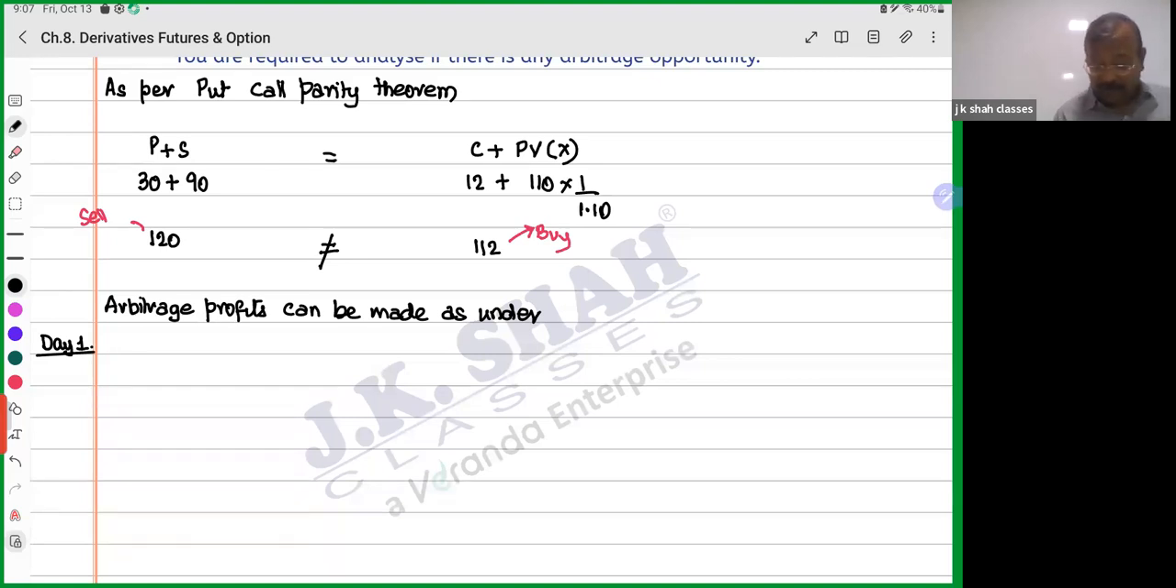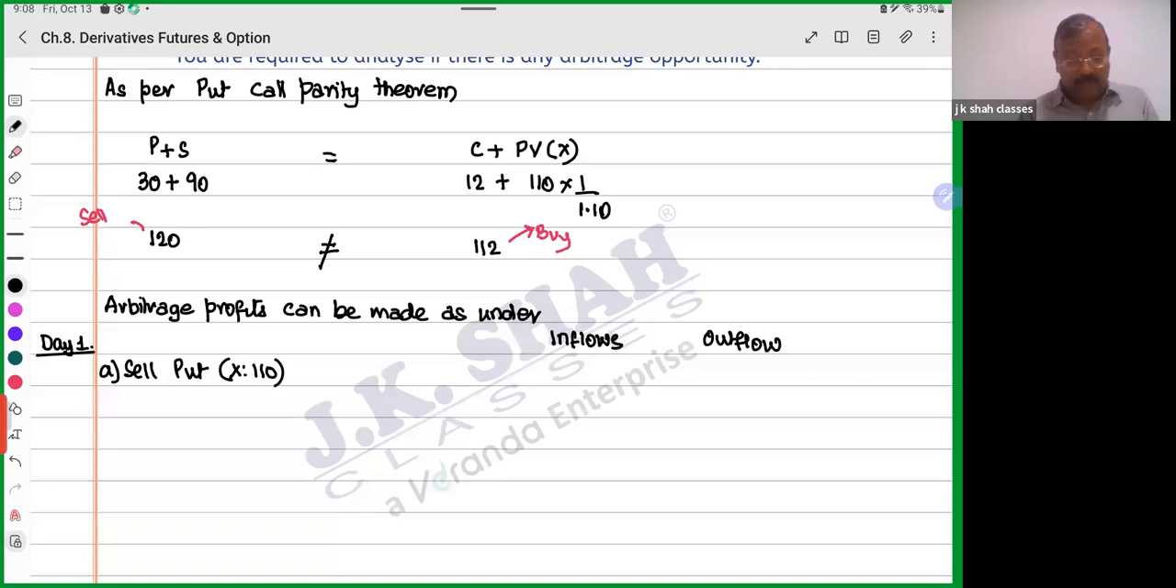Sell. Sell. Okay. Now, let's prepare two columns. Inflows, outflows. So the first thing you're going to do is sell put, right? With a strike price of 110, right? Now, when you sell a put, is it going to result in an inflow or an outflow? Inflow. When you sell the put, you'll receive the premium, right? The premium of put is 30. Barabar? Next, what will you do?